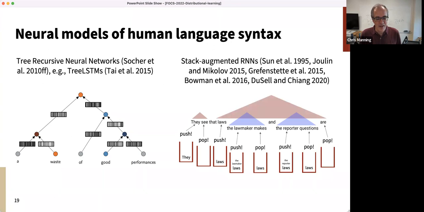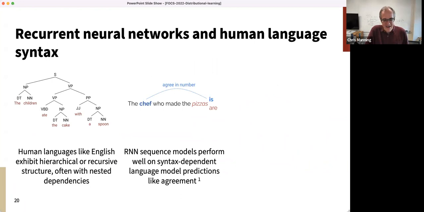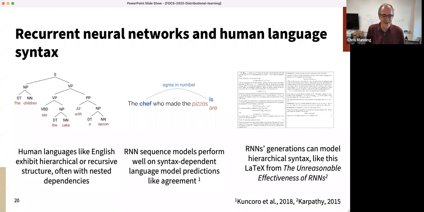And other people tried to achieve the same thing by making stack augmented recursive neural networks, because you can get the same effect by adding on a stack, just like classical formal languages. But although you could do this and basically get it to work, what the majority of other people found is that even though human languages have this structure, actually an RNN sequence model can do really well on predicting these agreement facts. And indeed for other things that have similar kind of context-free grammar-like structure, whether it's programming languages or LaTeX documents, you can generate them with an RNN and it works amazingly well.